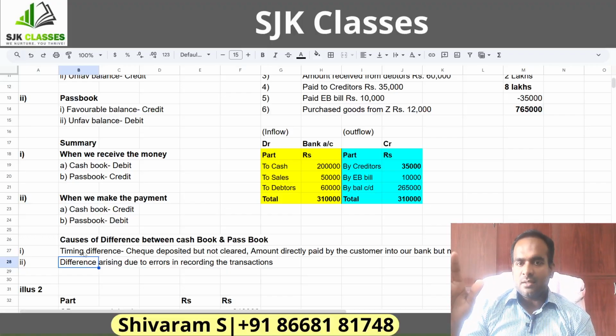So actually, the frauds angle is there, but in our material, the frauds point has not been given to us. So I have not included that point here. But actually, it's a timing difference, the errors, as well as the third part, which is frauds. There are three broad reasons for a mismatch between cash book and passbook.